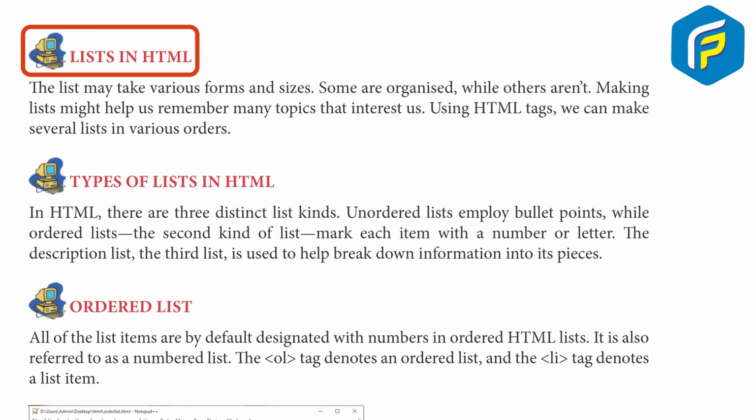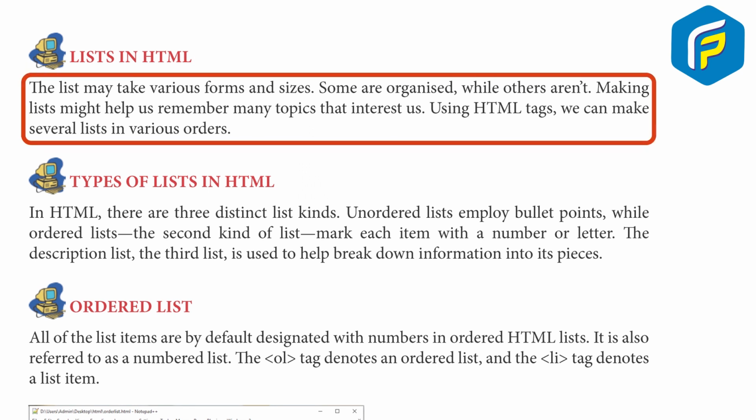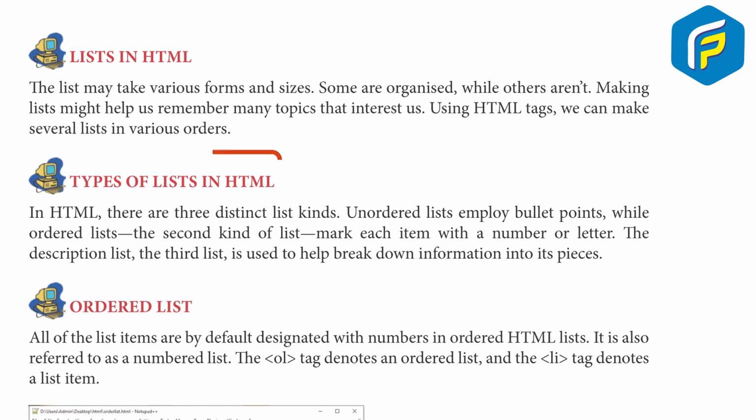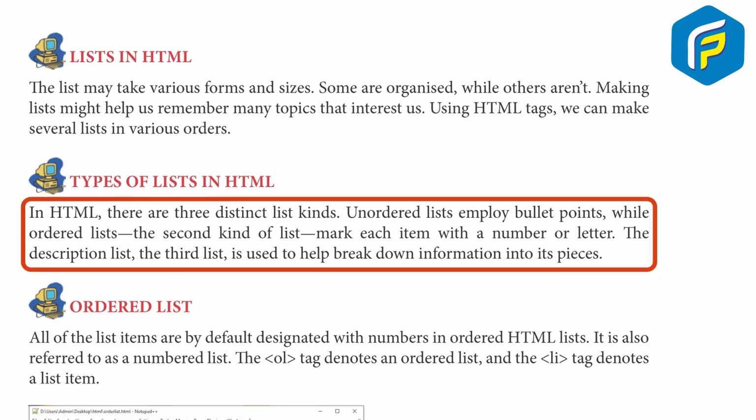Lists in HTML. The list may take various forms and sizes. Some are organized while others are not. Making lists might help us remember many topics that interest us. Using HTML tags, we can make several lists in various orders. Types of lists in HTML. In HTML, there are 3 distinct list kinds: unordered list, which employs bullet points, while ordered list, the second kind of list, marks each item with a number or letter. The description list, the third list, is used to help break down information into its pieces.